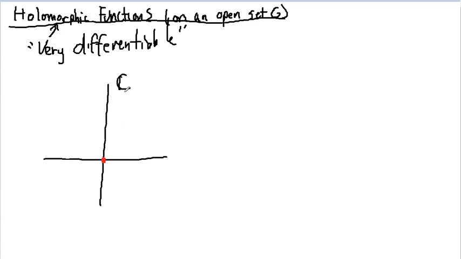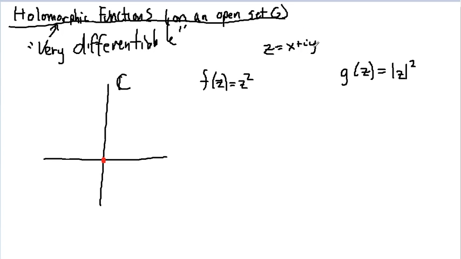So let's look at the complex plane, and let's look at the point 0, the origin. I'm going to look at two different functions that look fairly similar: f of z equals z squared, and g of z equals the modulus of z squared. And z will always be equal to x plus iy. We can always break it into the real part and the imaginary part.